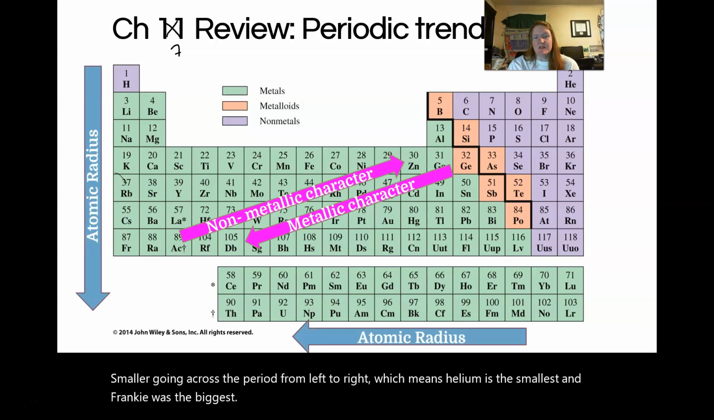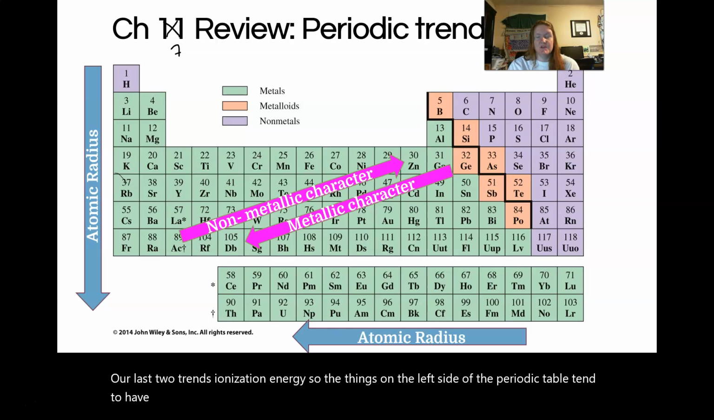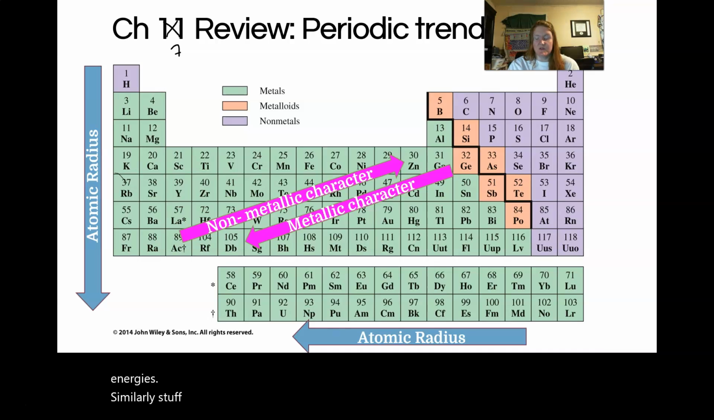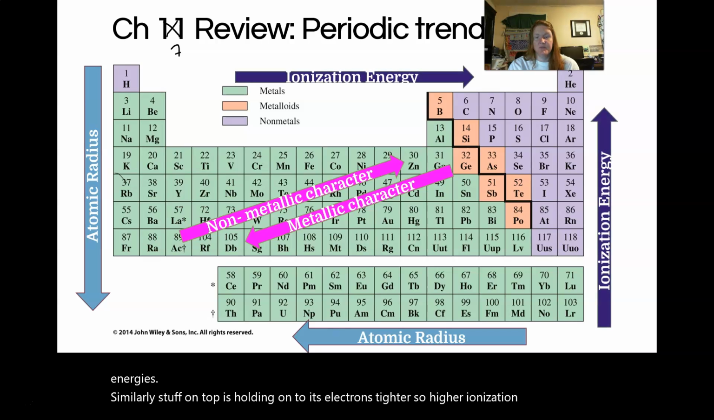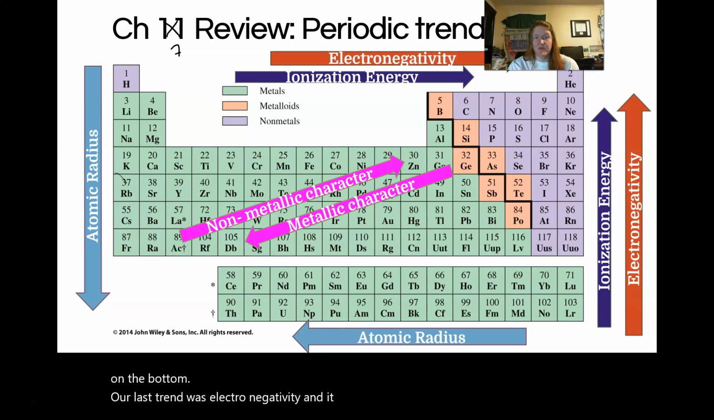Our last two trends, ionization energy. So the things on the left side of the periodic table tend to have low ionization energies, and the things on the right tend to have high ionization energies. Similarly, stuff on top is holding onto its electrons tighter, so higher ionization energy than is on the bottom. Our last trend was electronegativity, and it follows that same pattern for the same reasons.